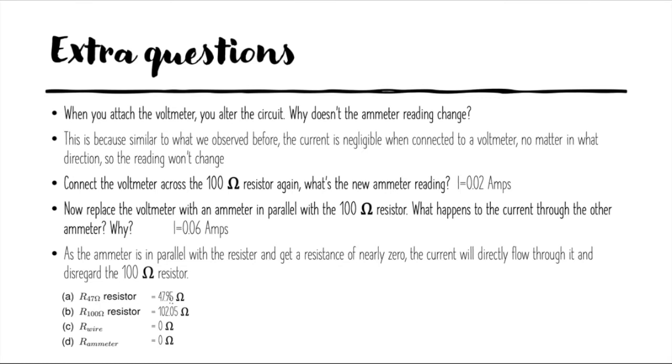Now replace the voltmeter with an ammeter in parallel with the 100 ohm resistor. What happens to the current through the other ammeter, and why? The current now becomes 0.06 amps because the ammeter is in parallel with the resistor and has a resistance of nearly zero. So the current will flow directly through the ammeter and disregard the 100 ohm resistor, and the current in the circuit will be larger than before. The final calculations of the resistances are 47.95 ohms, 102.05 ohms, 0 ohms, and 0 ohms, respectively, for the four resistances.